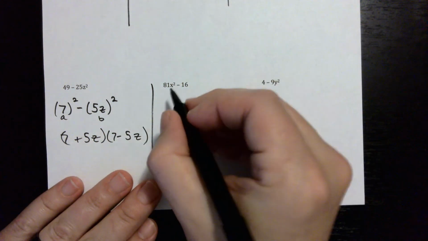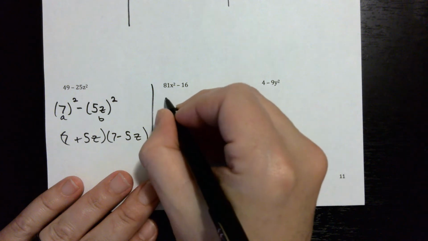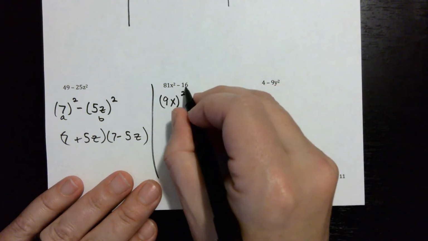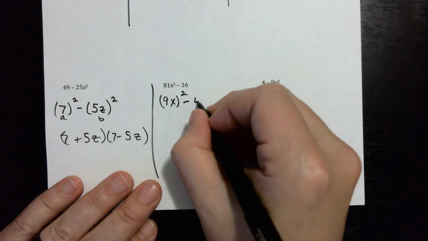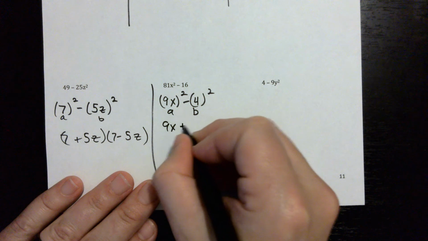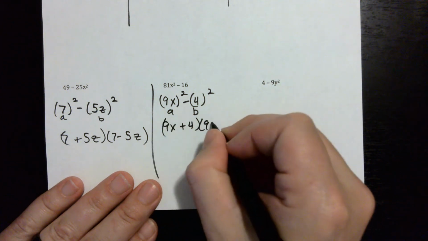Okay. What number squared gets 81? That would be 9, so I can write this term as 9x squared. And then what number squared gives us 16? That would be 4. So a and b: 9x plus 4, 9x minus 4.